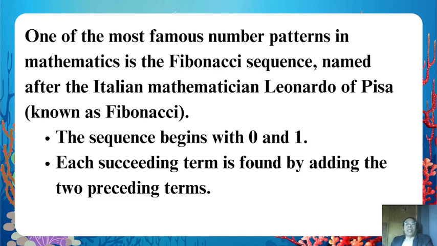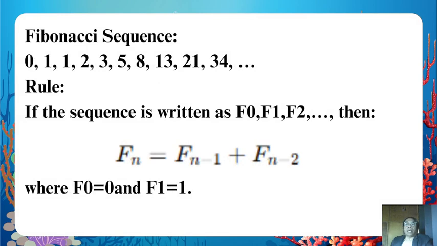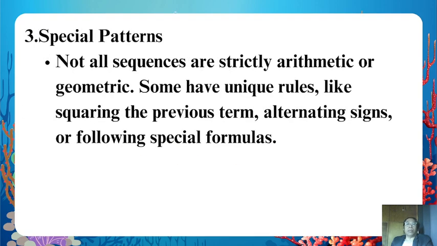The sequence begins with 0 and 1. Each subsequent term is found by adding the two preceding terms. Fibonacci sequence: 0, 1, 1, 2, 3, 5, 8, 13, 21, 34. So the rule, if the sequence is written as F0, F1, F2, then Fn is equal to Fn minus 1 plus Fn minus 2, where F0 is equal to 0 and F1 is equal to 1.